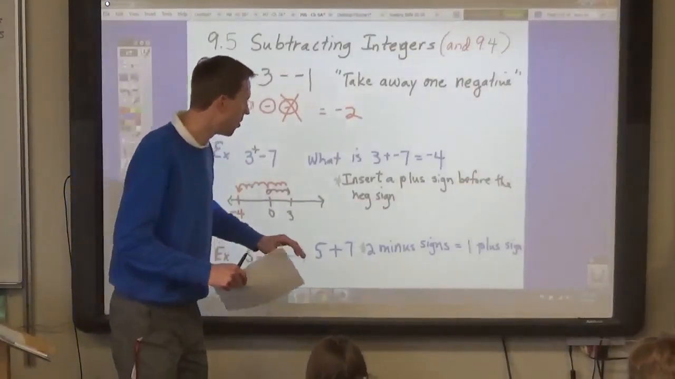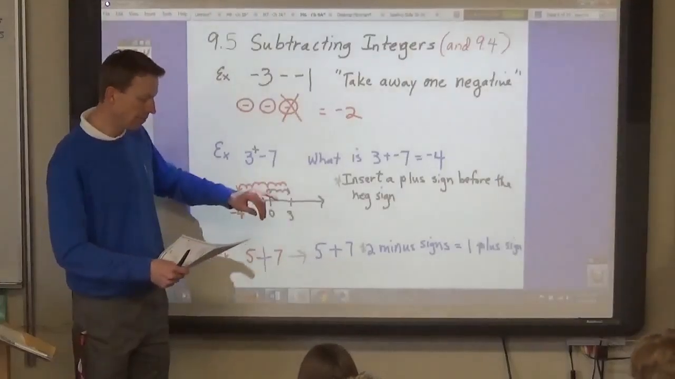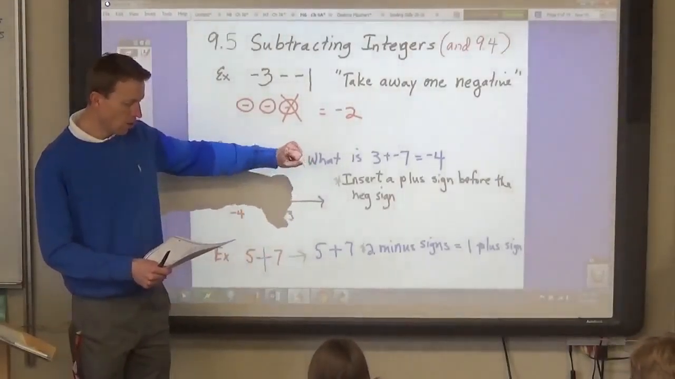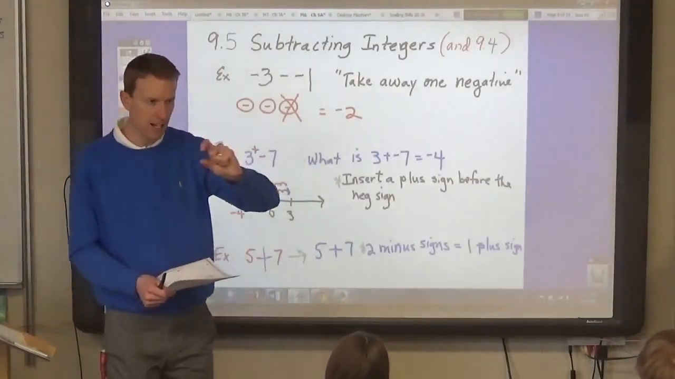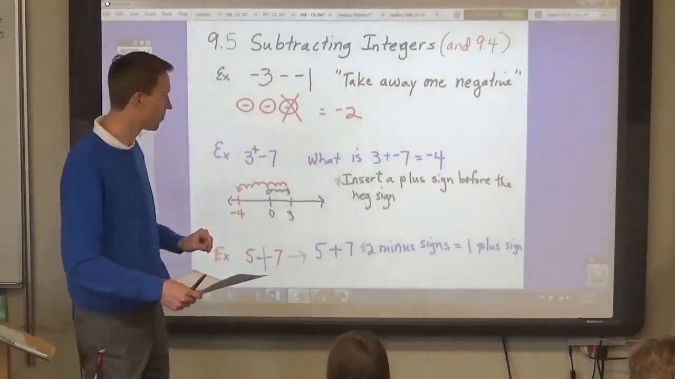Okay? So you're going to practice this on the worksheet today. Inserting a plus sign, or rewriting the subtraction as an addition problem.